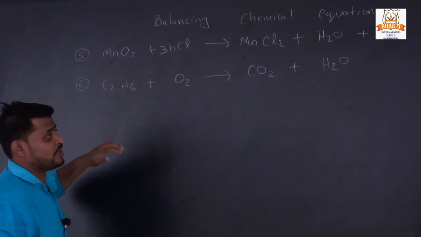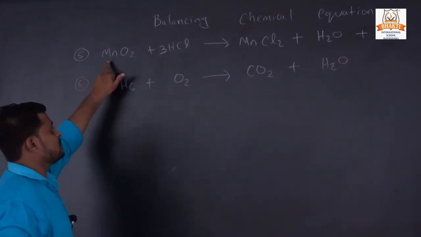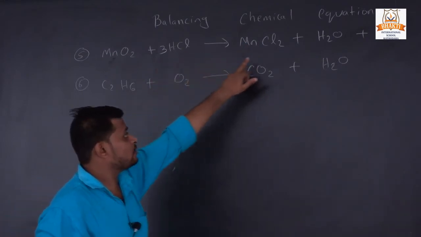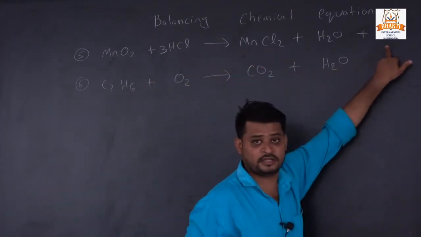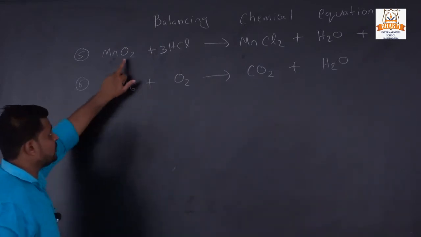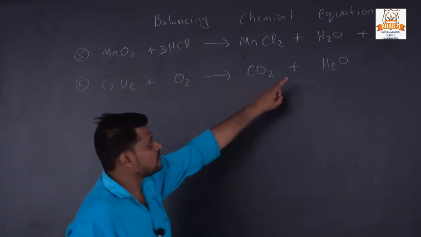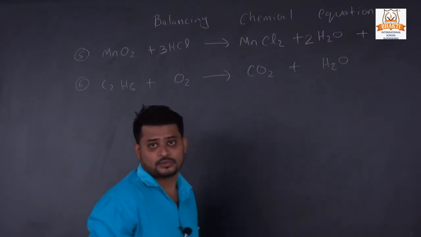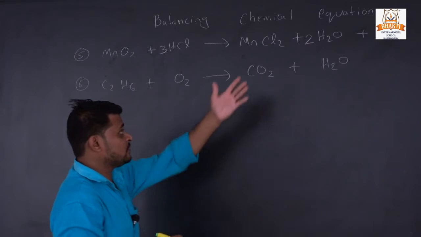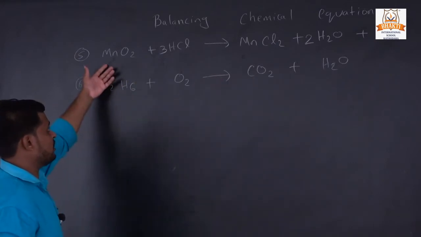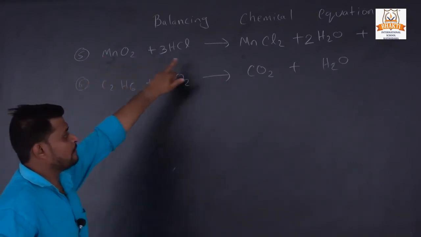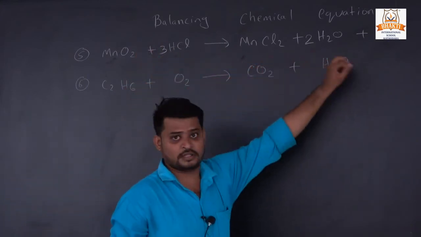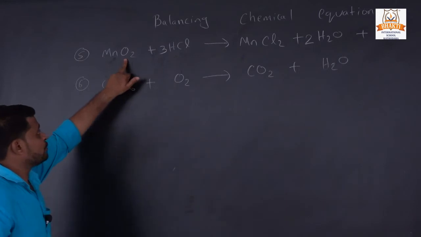So again we have to check the metal. Here the metal is manganese 1, chlorine 3, chlorine 2 plus 1, 3. Now oxygen, here oxygen is 2, here oxygen 1. So we have to multiply here 2. So again we will change the equation. So we have to check again. Manganese 1, chlorine 3, chlorine 2 plus 1, 3, oxygen 2.